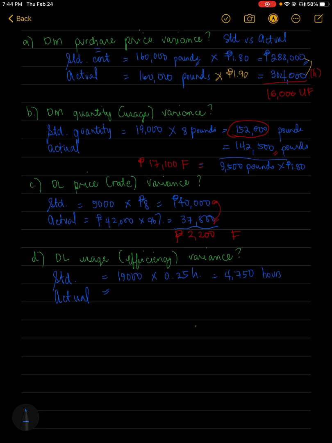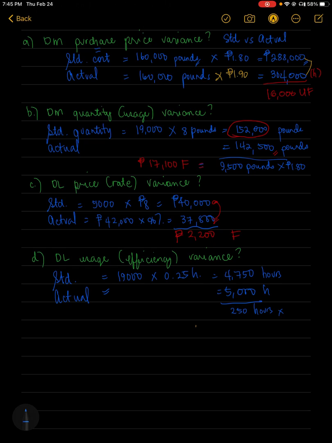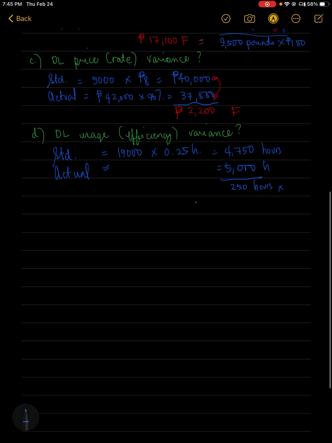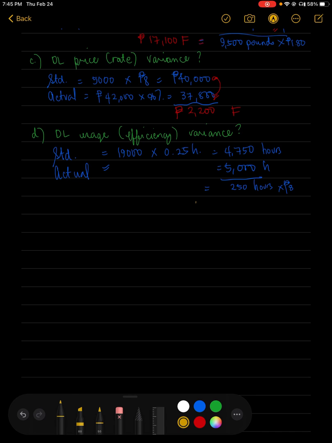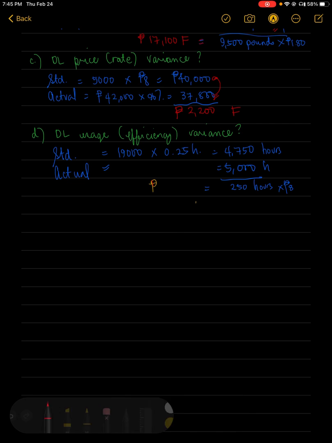So, dapat ito yung hours na magagamit mo. Pero sa actual, based on the problem, ang actual number of hours na nagamit mo is 5,000. So there is a difference of how much? There is a difference of 250 hours. But again, we're not limiting our answer doon sa number of hours because we have to multiply this to the standard rate. And the standard rate here is 8 pesos per hour. Okay? So it will give you an answer of 2,000. Okay? The answer here is 2,000.